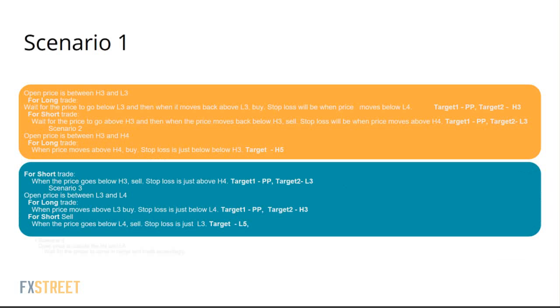If we have an open price between H3 and L3, we need to wait for the price to go below L3, and then when it moves back above L3, we buy. Stop loss is when price moves below L4. These are the targets. For short trades, we wait for the price to go above H3, and then when the price moves back below H3, we sell. Stop loss is above H4. Target 1 is the Camarilla pivot point, target 2 is L3.